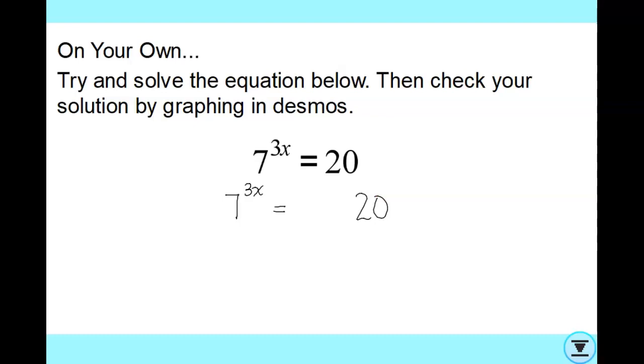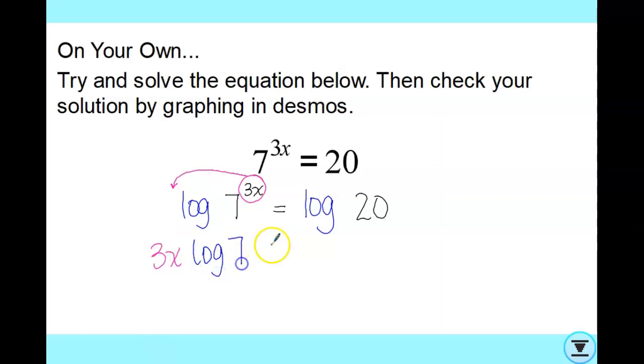So in order to undo exponential, we need to do a log. And whatever we do to one side, we have to do to the other. So log of 20 on this side, log of 7 to the power of 3x. Now, we also know, we just got done expanding and condensing, that when we have this exponent up here, this is actually going to be the same thing as having 3x times log of 7 out front. So we're going to take 3x, and then we have log of 7 is equal to log of 20.